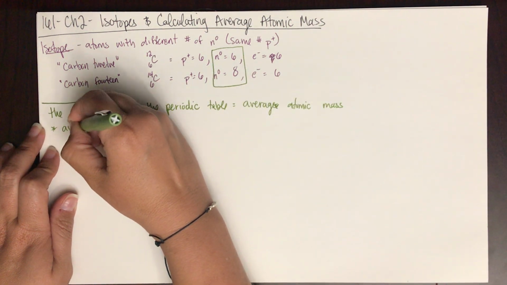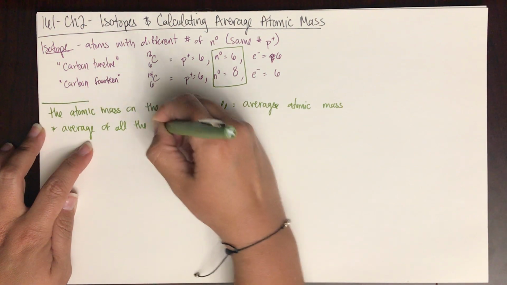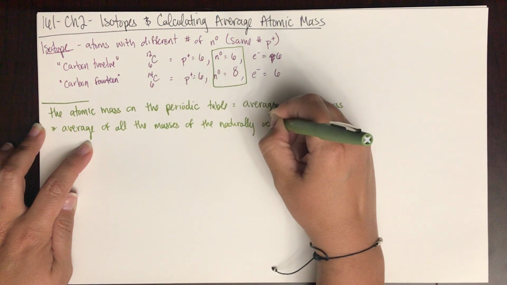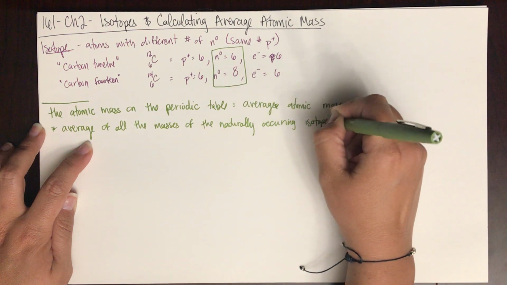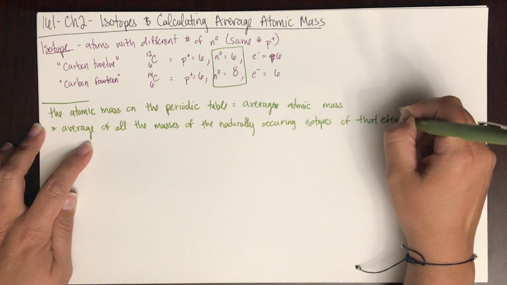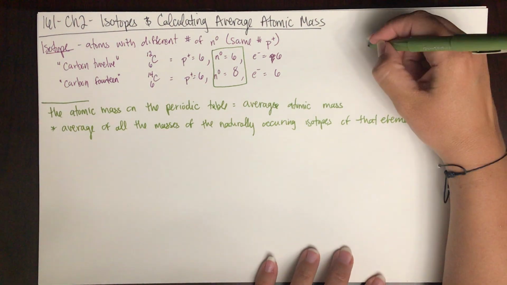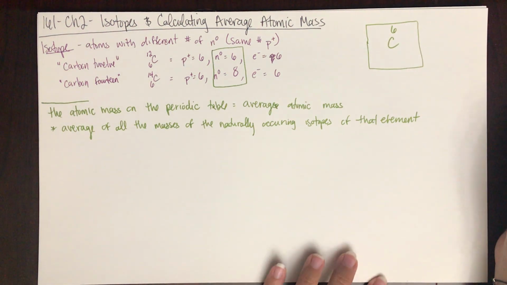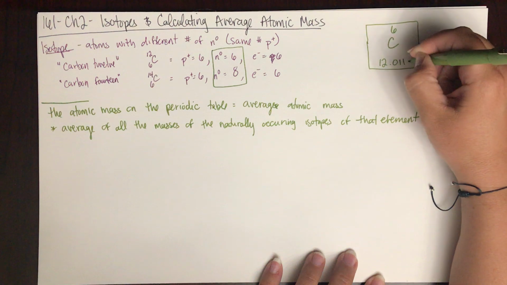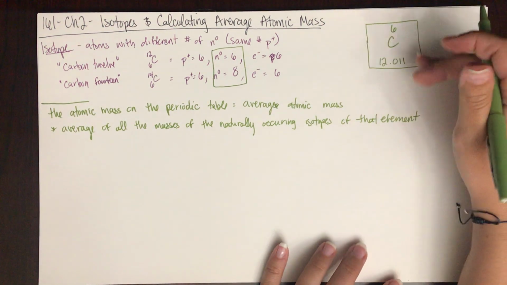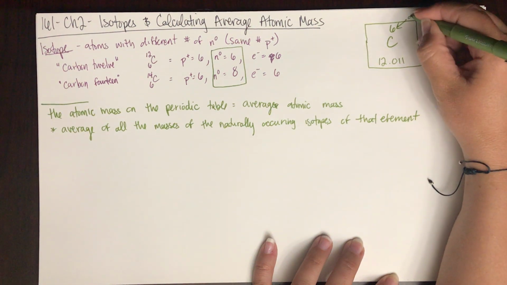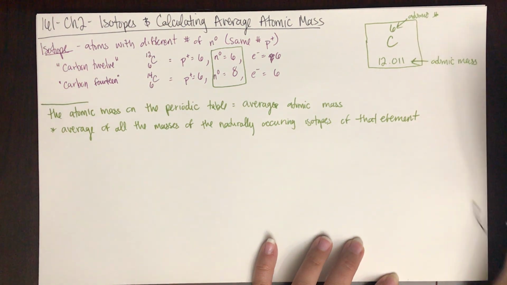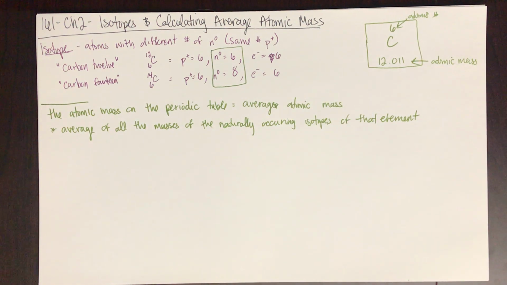And it's really the average of all the masses of the naturally occurring isotopes of that element. So for example, your periodic table might look something like this, where you have carbon, and up here at the top it says 6, that's the atomic number, and down here it might say something like 12.011. Now, up here is the atomic number, and down here is the atomic mass. All periodic tables are set up a little bit differently, so if yours doesn't look exactly like this, that's totally fine.